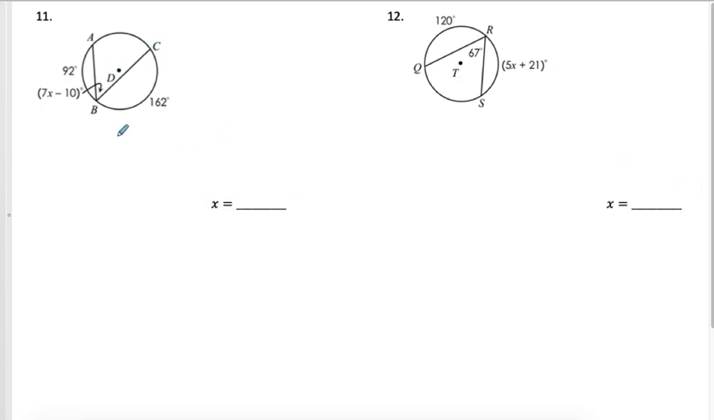All right, still looking for x on both of these, so I'm going to start out here looking at my angle where x is. So 2 times our angle equals the arc. And I'm going to set up our equation. 2 times, they're telling us, pointing at this angle, is 7x minus 10 equals the arc that goes with it.